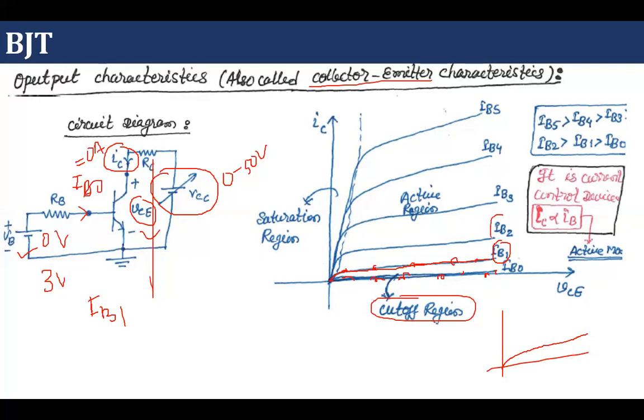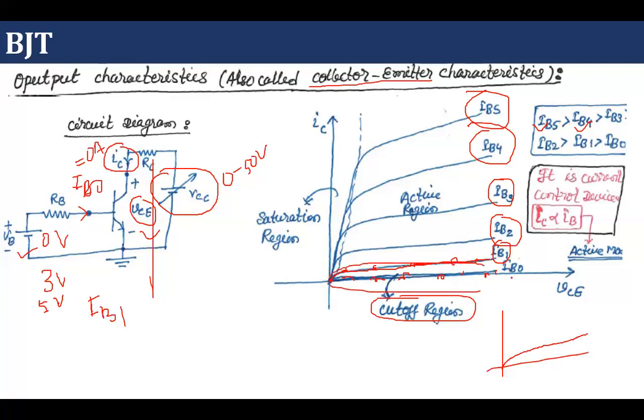Similarly, again I am increasing this base current. How can I increase it? I will increase this externally applied voltage, so automatically the base current will increase, and I get a number of characteristic graphs depending on the different values of base current. So we have three regions in this output characteristic. Here you can see IB5 is greater than IB4, and so we have the characteristic graph like this.